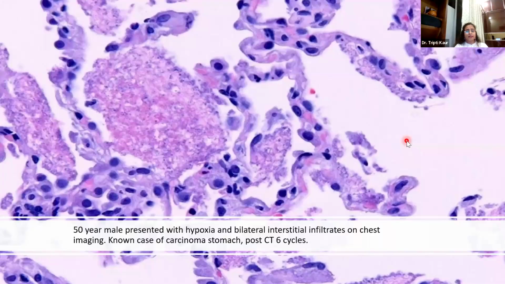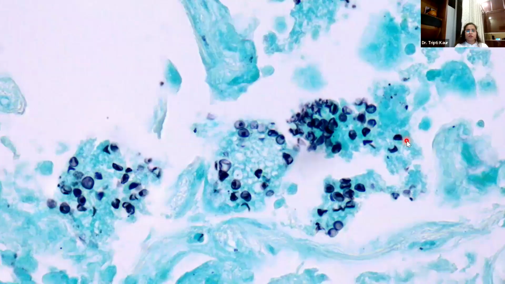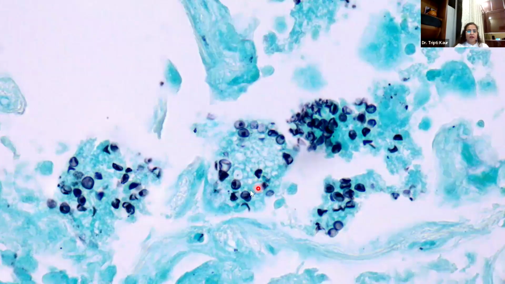So anybody, this is a spotter. You have been given known case of carcinoma stomach post CT 6 cycles. That means either the patient has carcinoma stomach mets, or the patient is immunocompromised. Pneumocystis. Yes. Very good. So anybody would like to describe the pneumocystis fungal organisms? How do they look? Cup-shaped organisms. Very good. So you can see very nice cups here. Okay. For those who don't know, these cups are very, very specific for pneumocystis.